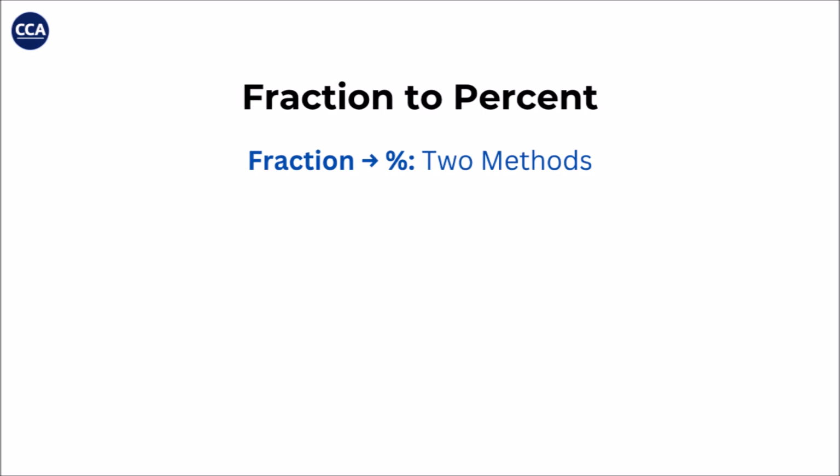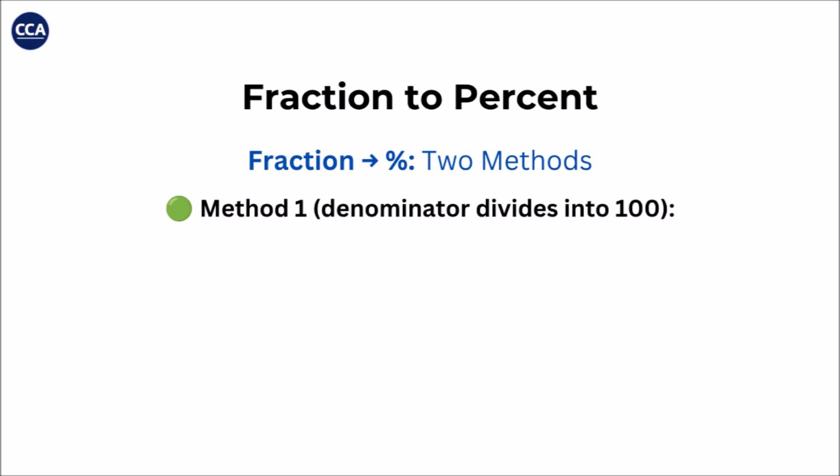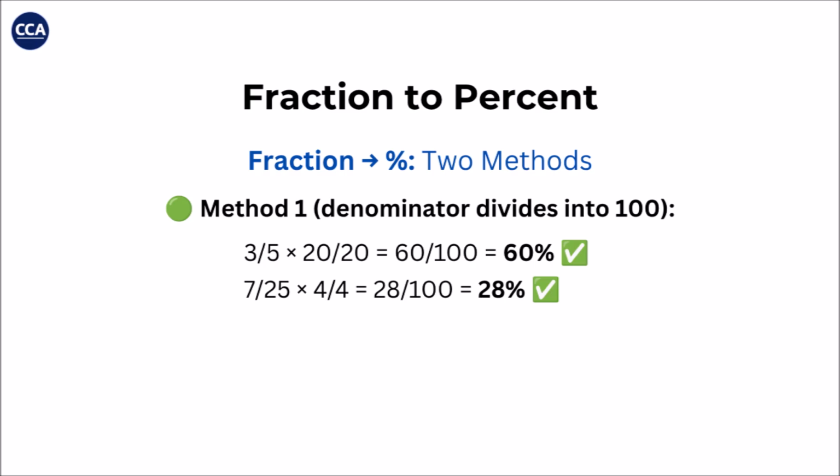Always. Now in reverse, converting a fraction to a percentage. Method 1. If the denominator divides evenly into 100, multiply top and bottom to make the denominator 100, then read the numerator as the percentage. 3 over 5. Multiply both by 20. 60 over 100. Answer is 60%. 7 over 25. Multiply both by 4. 28 over 100. Answer is 28%.